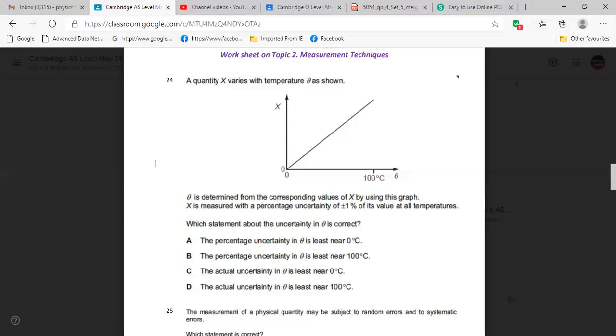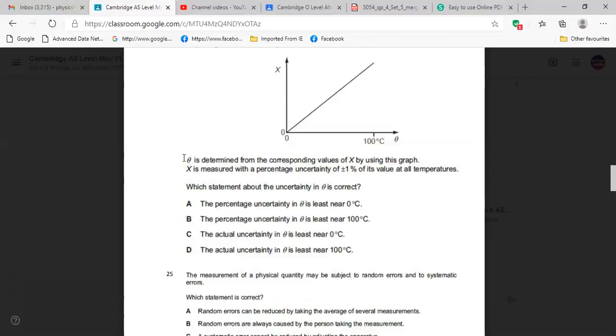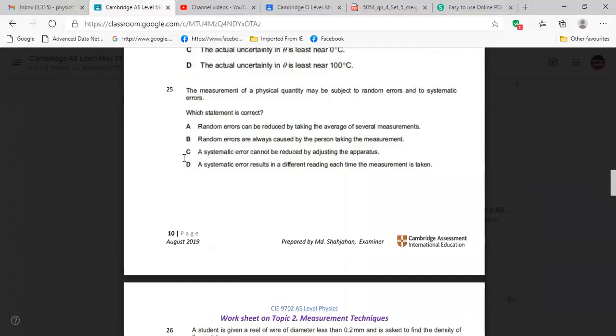If you are taking the average, then it will come 5 plus minus 0.05 centimeter. Is it clear now? Yes, sir. When you are taking the average, the actual uncertainty will be divided by 2 from the smallest value. Okay, so it's clear now.